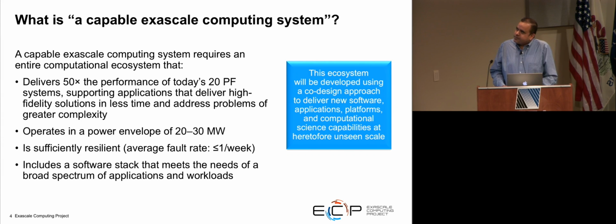So a capable Exascale computing system requires an entire ecosystem that will deliver 50 times the performance of a 20 petaflop system, roughly what we have in the US today, and running real applications, and I'll talk about some examples of applications, and delivering solutions that are not just faster, but also maybe higher quality, higher fidelity. There's some figure of merit involved. The 50x is not just speed, but the overall figure of merit has to be around 50x better than today.